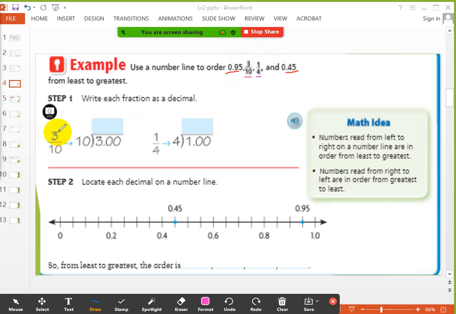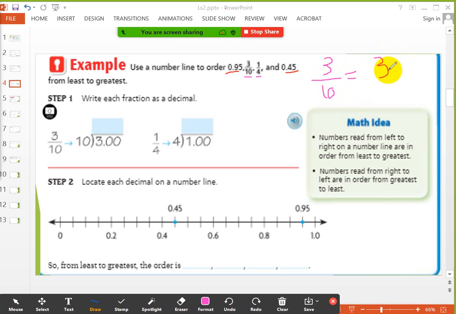So let's start with 3 over 10. How will I write this number as a decimal? I think it's very easy for you. No need to divide the numerator by the denominator. You know that if I want to write the fraction as a decimal, I will put the 3 in the first digit after the point.